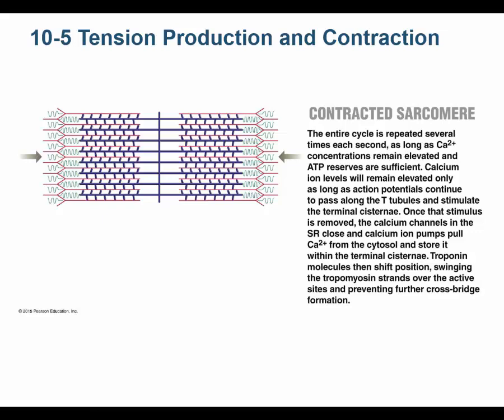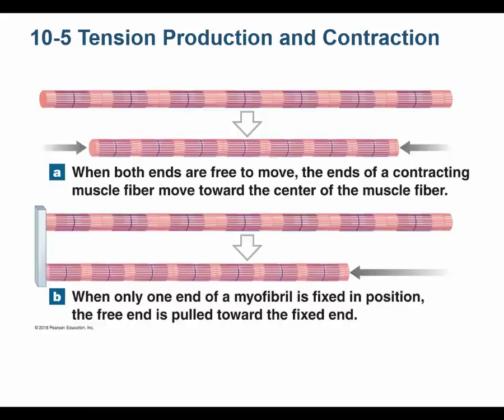You can see that the H zone has less width, I think. Well, it's hard to tell between the pictures, but it's supposed to be showing you the H zone is less width. All right, that's the contracted sarcomere. Now this shows it better. If you look right here at the H zone, and then compare it right here to the H zone, look how much shorter the H zone is in the contracted sarcomere versus the resting sarcomere right there.